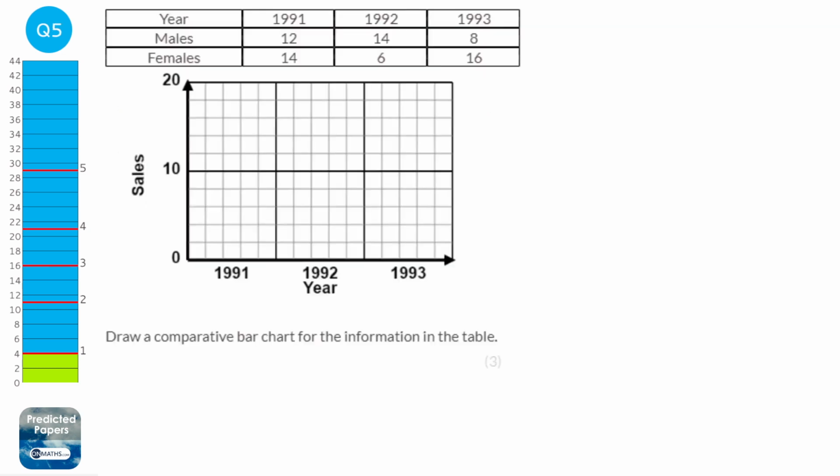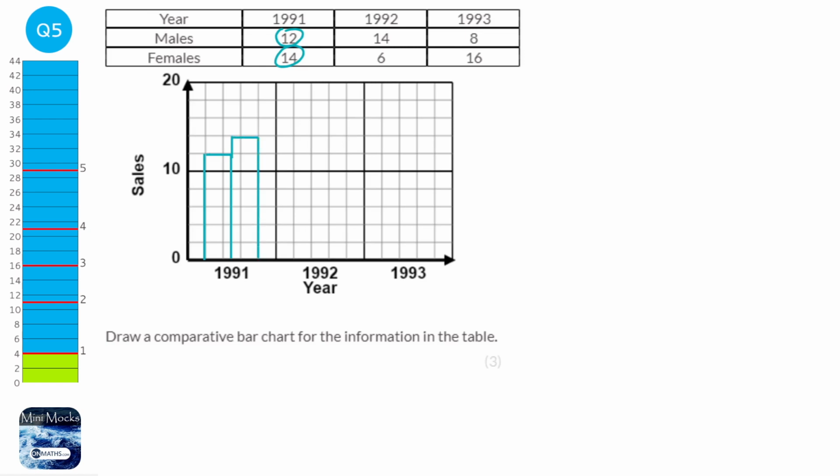A comparative bar chart is where you have two bars next to each other meaning different things, so it's probably easier just to start drawing it and then we can talk about it as we go along. So we've got males here at 12, and so what we want to do is a bar that is 12 high, and these are going up in 2s, so it will be up here. And then right next to it we're going to do females, which is 14. And so we're going to make this go up to 14.